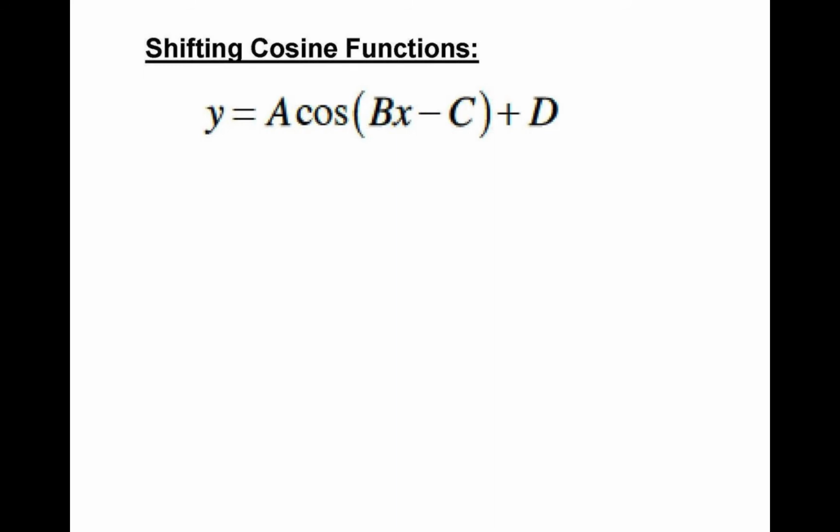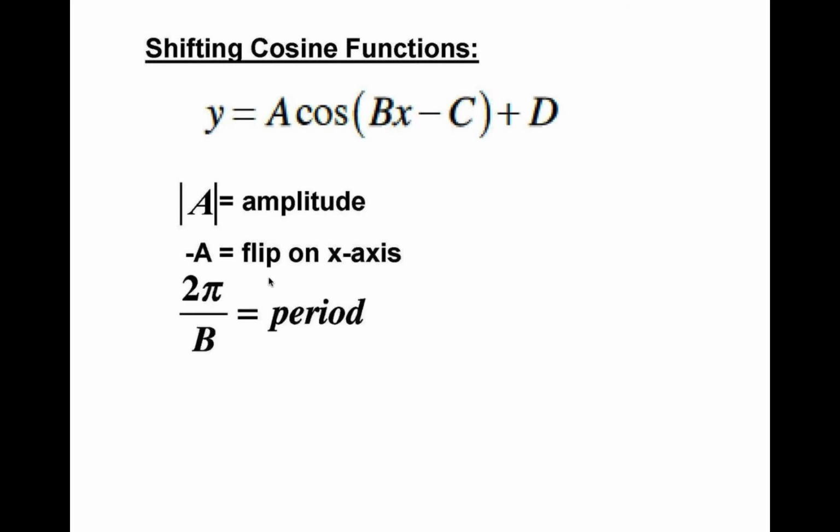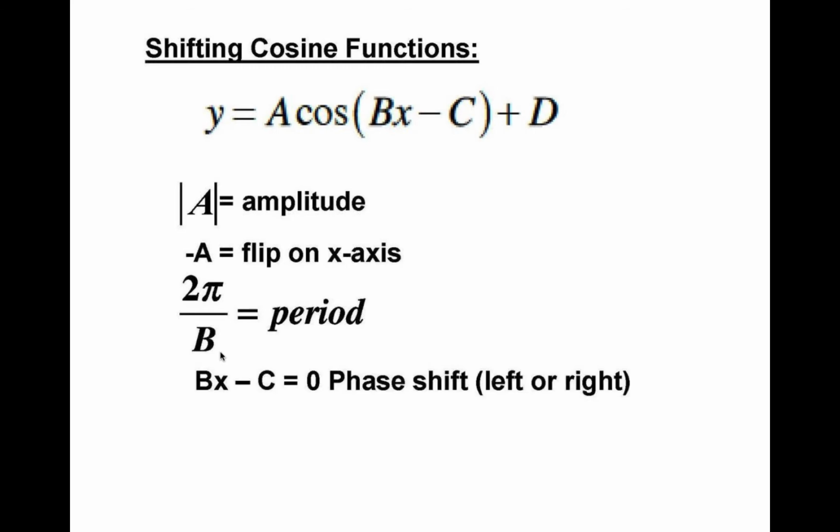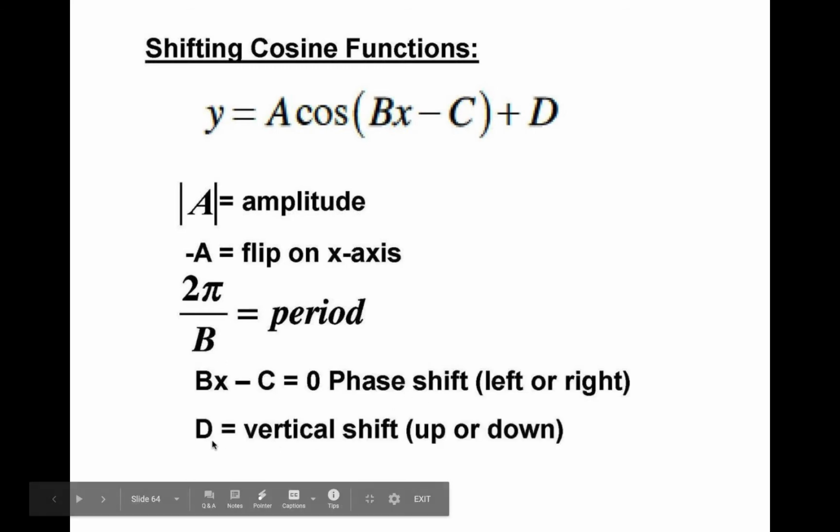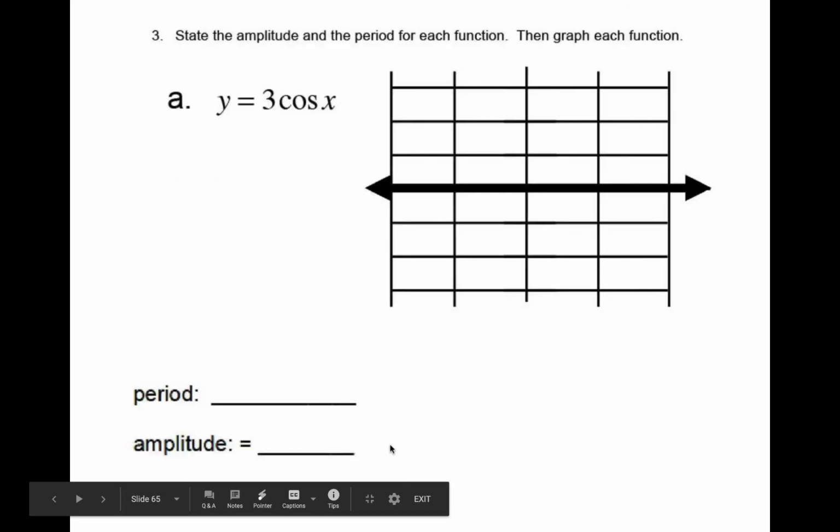When you shift cosine, it's exactly like shifting sine. The only real difference is where you start. You don't start at 0, 0, you start at the amplitude. So you still have the amplitude, absolute value of the number in front. If it's negative, it flips on the x-axis. Your period is still 2 pi divided by the number of x's. You set the parentheses equal to 0 for your phase shift. And then the number at the end is your vertical shift, whether it goes up or down.